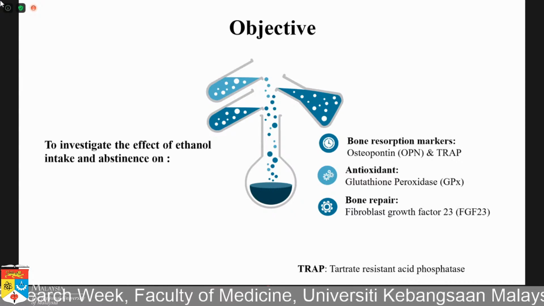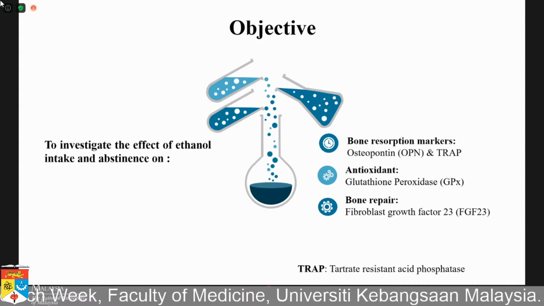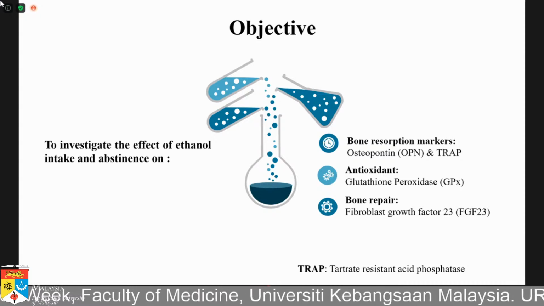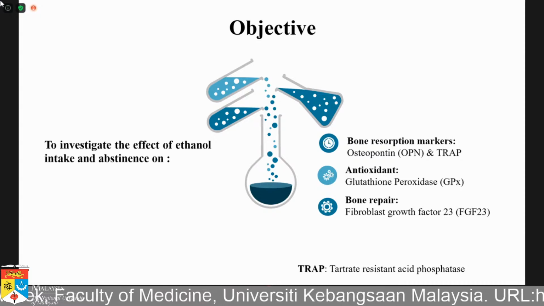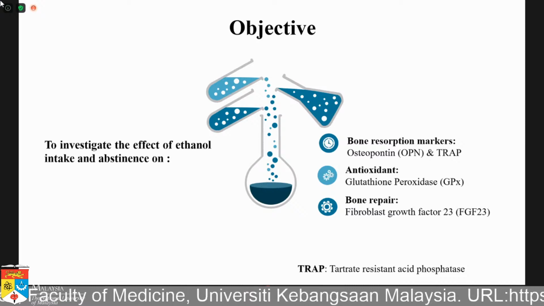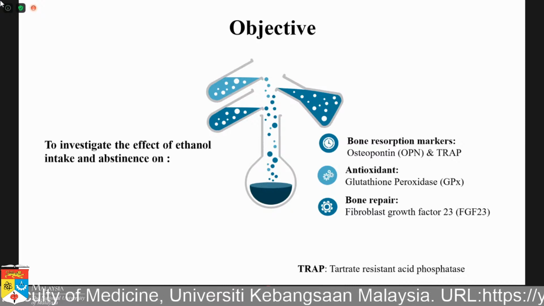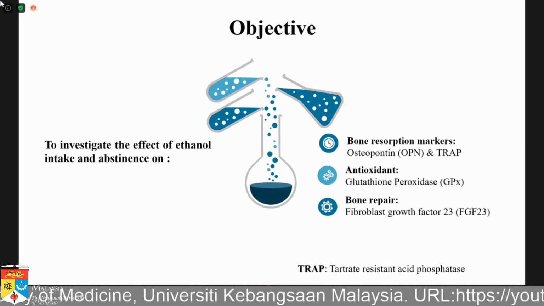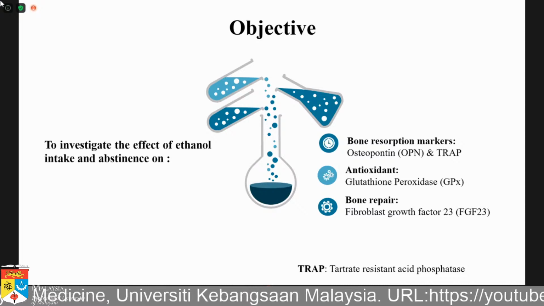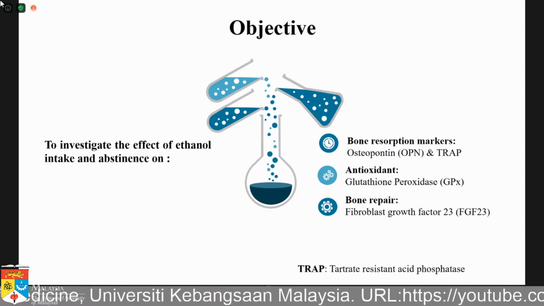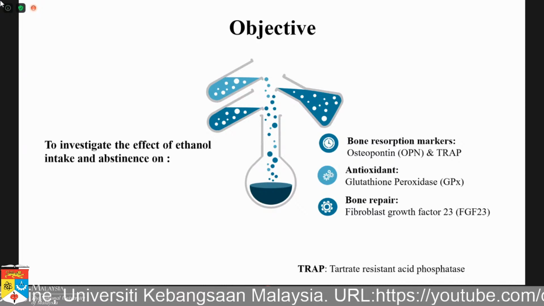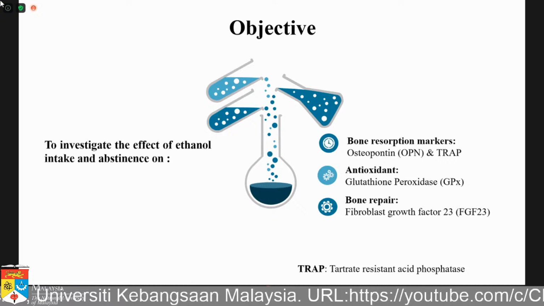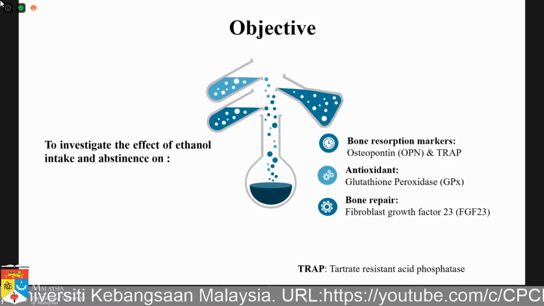So therefore, our study aimed to investigate the effect of ethanol intake and abstinence on, first, bone resorption markers, which we look at osteopontin and TRAP. Secondly, the antioxidant status, which in this study we look at glutathione peroxidase, and last but not least, the bone repair status, which we look at through fibroblast growth factor 23.